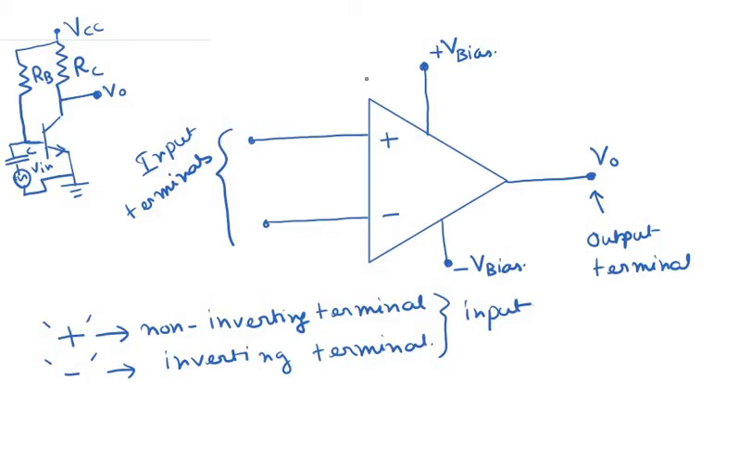Similarly, the maximum output voltage that this op amp can have is also approximately limited to plus V bias. Just like in case of a transistor, the maximum output voltage is limited to VCC, which is the biasing voltage, in case of the op amp also the maximum output voltage is limited to approximately plus V bias. And the minimum voltage at the output is limited to minus V bias. So plus V bias and minus V bias basically define the range of variation of the op amp output voltage.